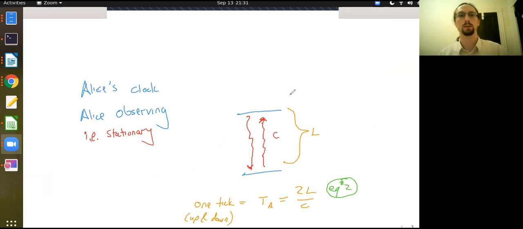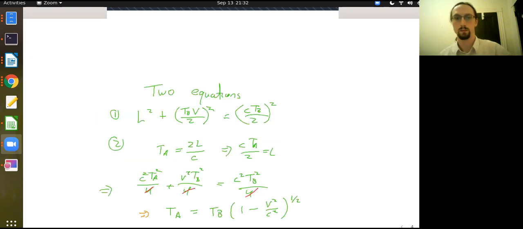Now let's see what Alice's observation is of her own clock, right? According to Alice, she is stationary. So she traverses this height, 1 tick duration. According to Alice, it's 2L over C. Because this is L, 1 full tick is 2L divided by the speed of light to get the tick duration. We'll call that equation 2. Got our 2 equations.